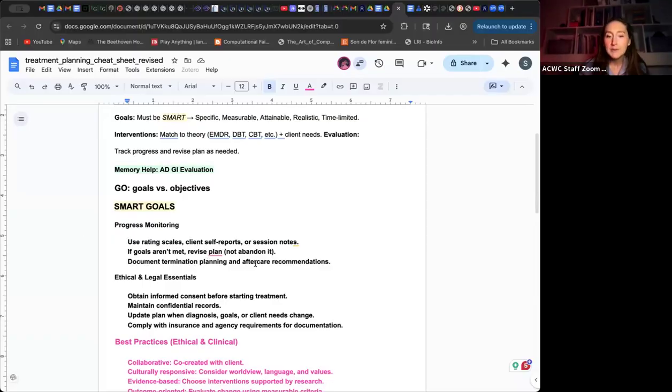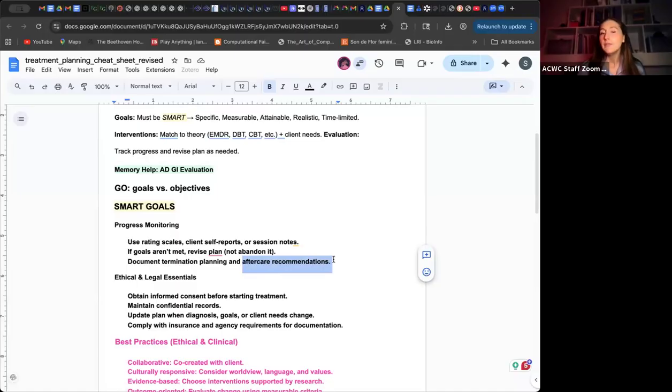So if the goals aren't being met, this is a possible question I've seen before for real: do you abandon it? No, you would revise the plan, right? You're not going to abandon the client or just up and abandon everything. You're going to go in and revise the plan. And then, of course, you're going to document your termination planning. We know we're always documenting everything. Once you're going to terminate with that client, some of the more ethics-type questions related to treatment planning can also check, do you know that you're supposed to give them aftercare recommendations?